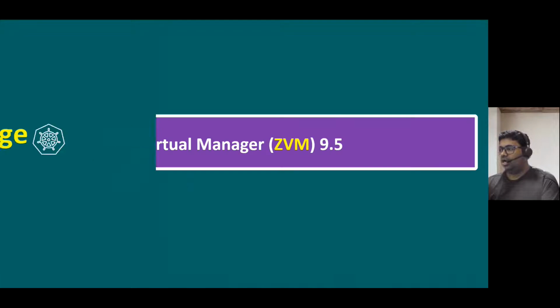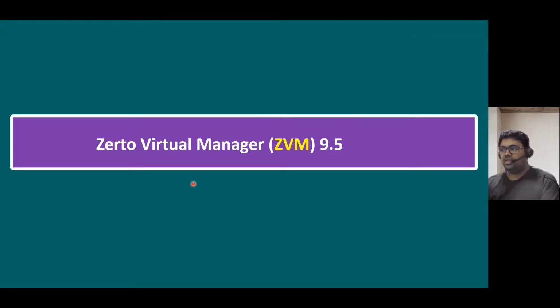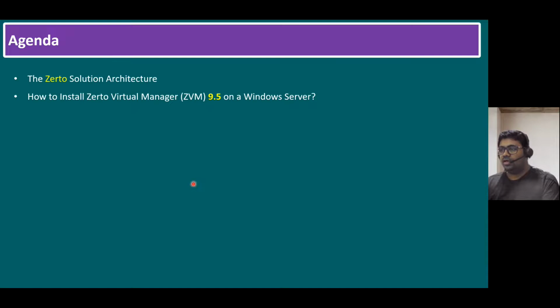In this session, I'm going to talk about Zerto Virtual Manager, in short form ZVM version 9.5. So here is the agenda. First, in order to install the Zerto Virtual Manager, we have to understand the Zerto solution architecture and how to install Zerto Virtual Manager ZVM 9.5 on a Windows server. And Zerto is a Hewlett Packard Enterprise company, so an HPE subsidiary organization only. So let's start with the Zerto solution architecture.